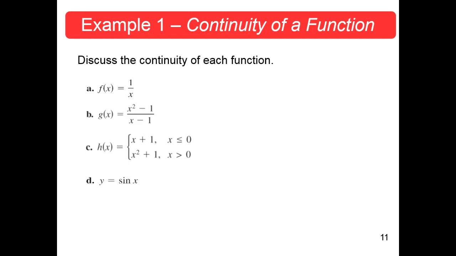f of x equals 1 over x. Is there a discontinuity there? Yeah, we think there is. Where is that discontinuity? x equals 0, because x can never equal 0. Now, is that removable or not?